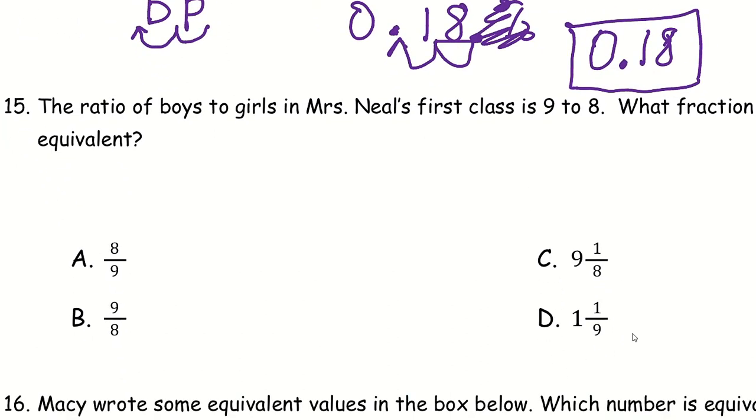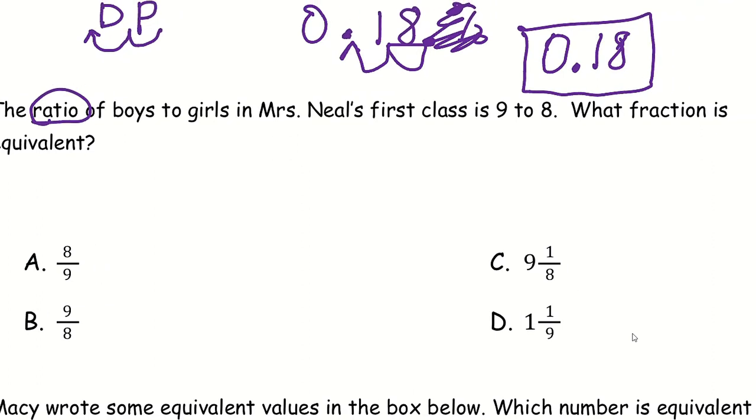Okay, Miss Neal's got a class full of boys and girls. It says the ratio of, wait a minute, that's a vocab word. A ratio is comparing two things, a comparison of two quantities. The ratio of boys to girls in Miss Neal's first class is 9 to 8.